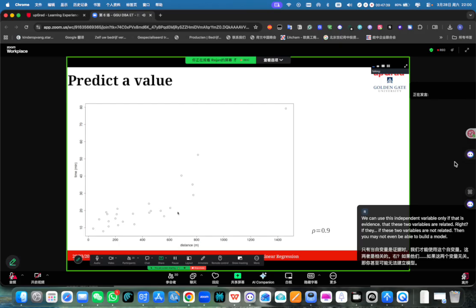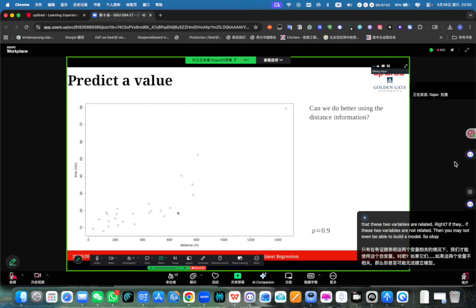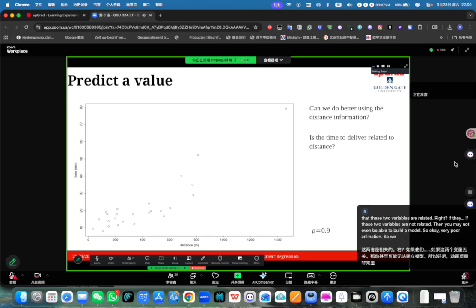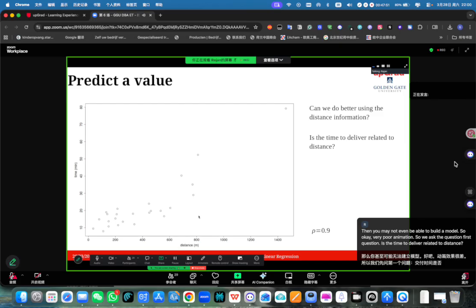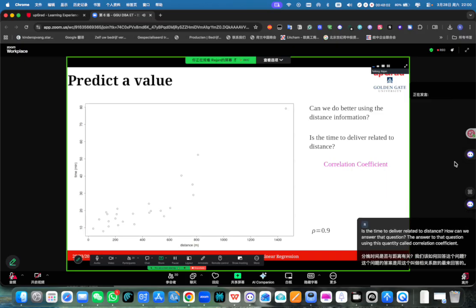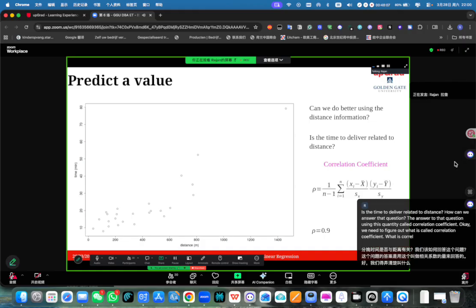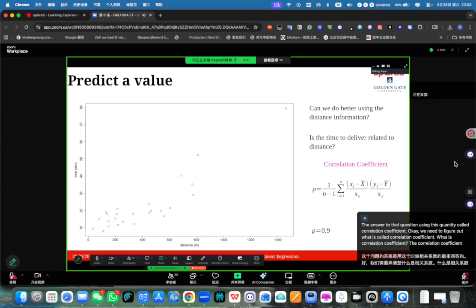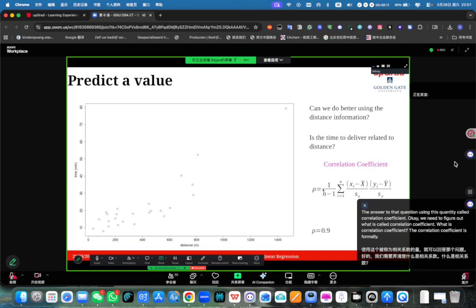So, okay, very poor animation. So we ask the first question: is the time to deliver related to distance? How can we answer that question? We answer that question using this quantity called correlation coefficient. Okay, we need to figure out what is called correlation coefficient. The correlation coefficient is formally given by this formula.